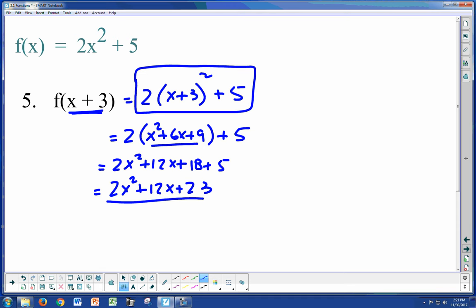So now I'm going to have you pause the video and move on to the next part of the packet, which has the g of x function. I'll let you complete those 5 problems, and then I'll post them up in just a second. So go ahead and pause the video and work on those.